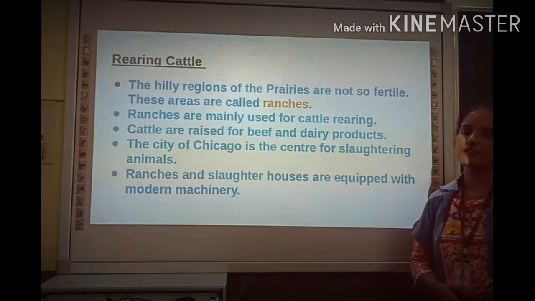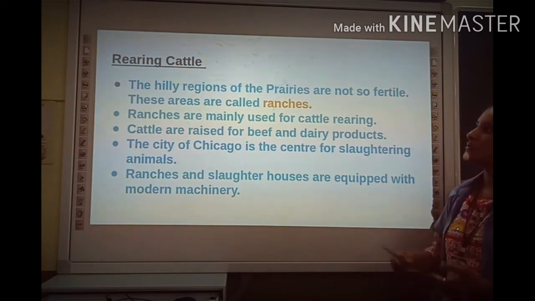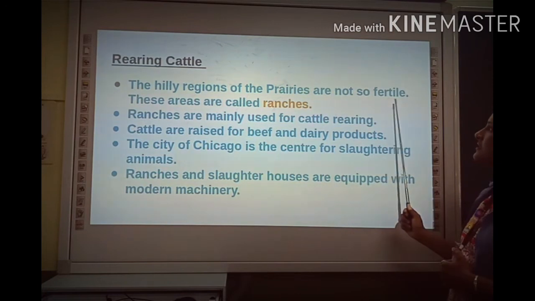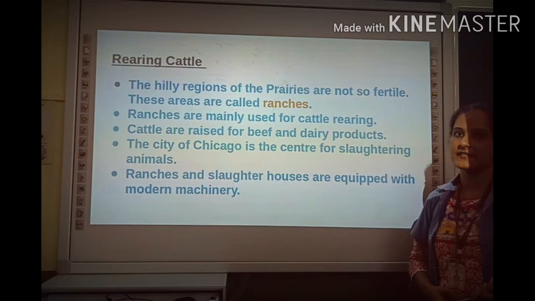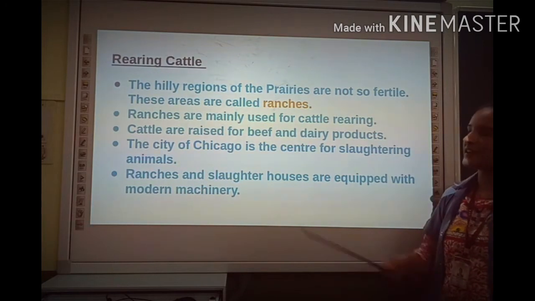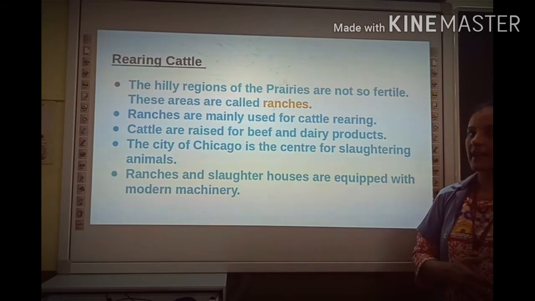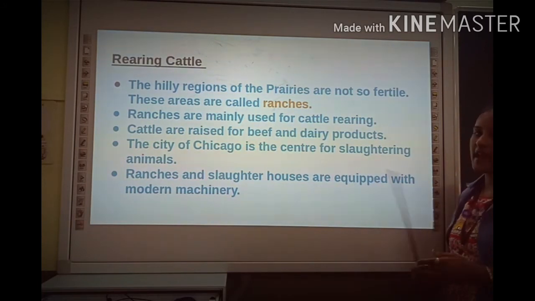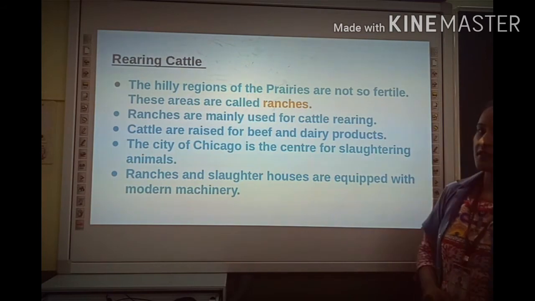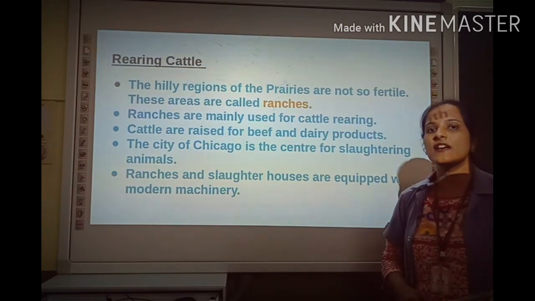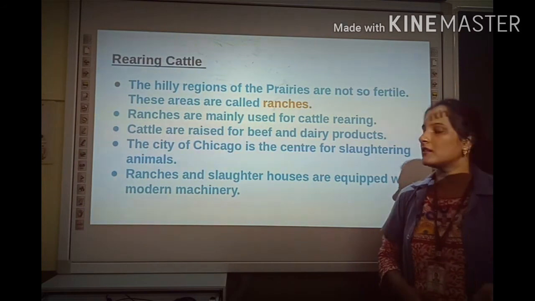Now, rearing cattle. This is the occupation of the people living there. The hilly regions of the prairie regions are not so fertile. These areas are called ranches. So what do people do there? Ranches are mainly used for cattle rearing, not for agriculture. Even earlier, thousands of bison were seen there, but now those are not seen.